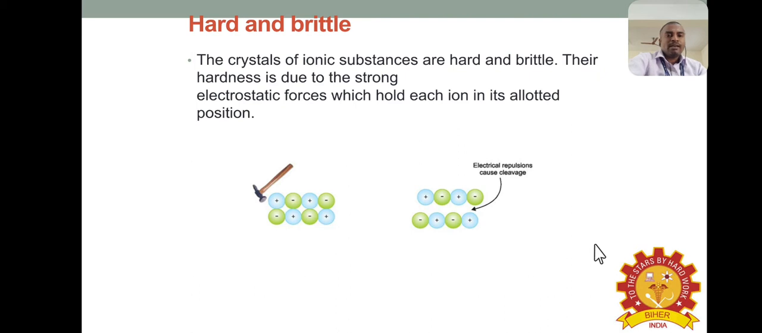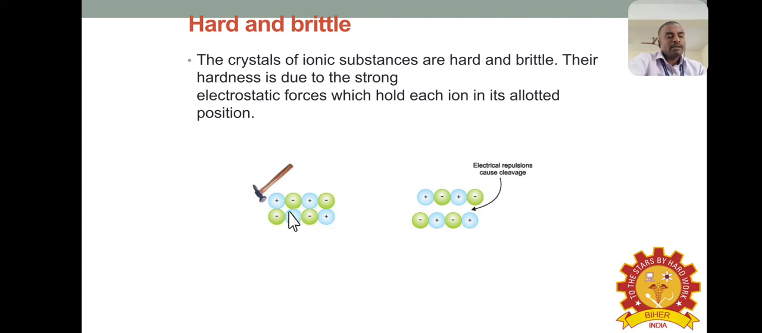Most of the ionic crystals are hard and brittle because of the electrostatic force between positive and negative ions. From this figure, you can consider the attraction between positive and negative ions. Even though they have attraction between positive and negative ions, these ions also have repulsion between negative and negative, positive and positive. That's why we can easily break the ionic crystals.